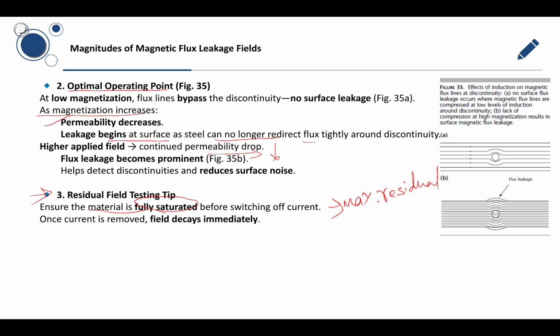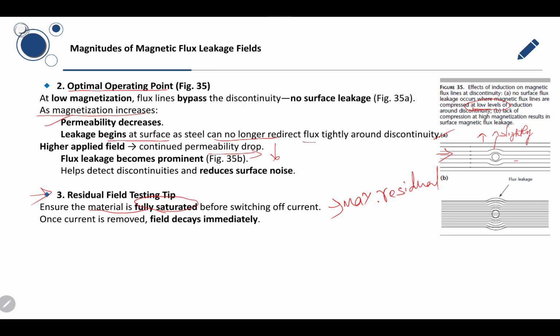In this picture, this is very important in magnetic particle testing because flux leakage behavior directly affects defect visibility. In part A, the material is magnetized at a low level of induction. The magnetic flux lines pass through the part, and around the discontinuity the lines compress slightly. So here they are slightly varied and stay mostly inside the material. At the surface, no fluctuations.